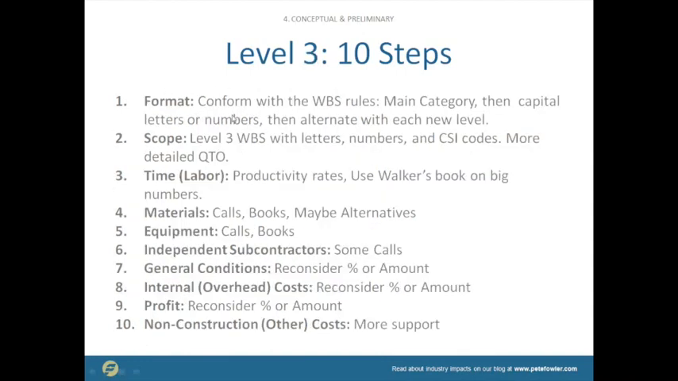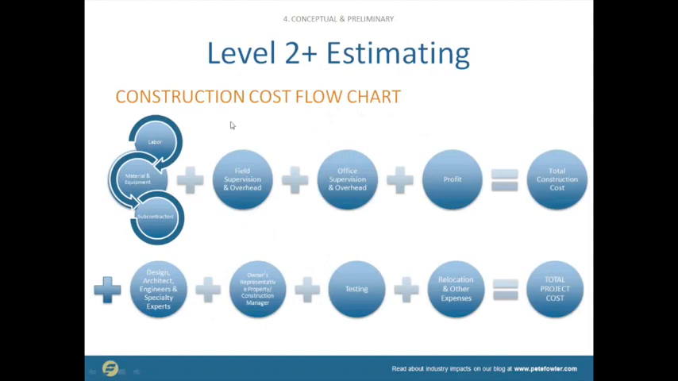Here's another checklist. So conform with the work breakdown structure rules in the main category, et cetera. For the equipment, we're making phone calls and we're using the books that we have and we're documenting that. We're creating an estimate backup file. And when we talk about contractors, we're making some phone calls. It's only for the biggest, most expensive numbers, the most unknown numbers, okay?